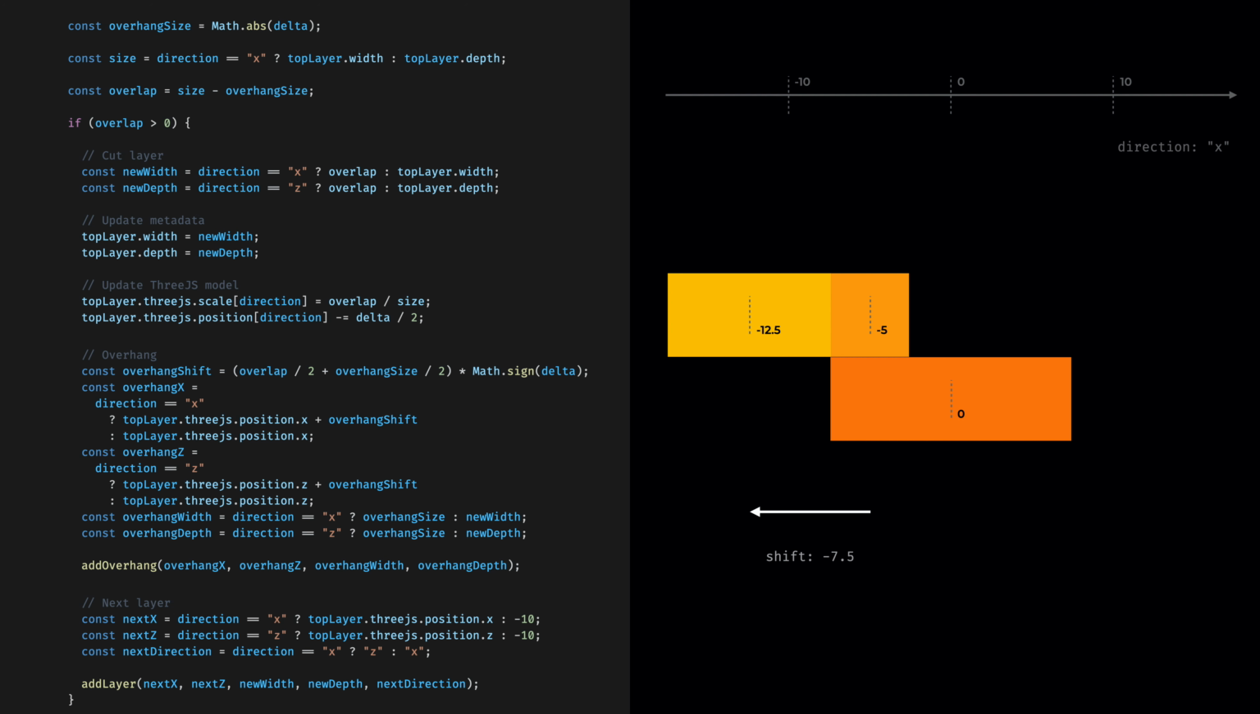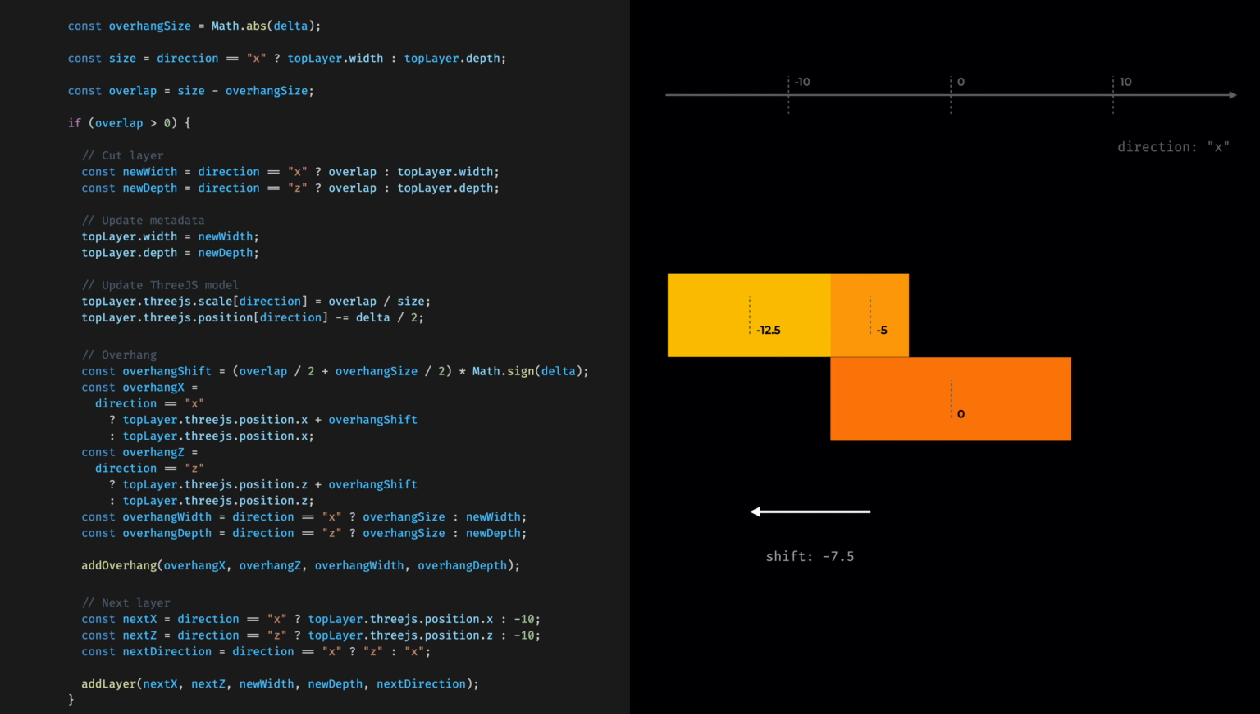Then we calculate the x and z position of the overhanging box based on the overlapping box and this shift. One of these values will always stay the same as the overlapping part's position, and the other one will be adjusted by the shift. A similar thing is happening with the width and the height. In this case, as we are moving along the x-axis, the width will take the value of the overhanging size, and the depth will take the same value as the cut piece. If the movement would have happened along the z-axis, then the depth would have taken the overhanging size, and the width would have ended up the same as the other box.